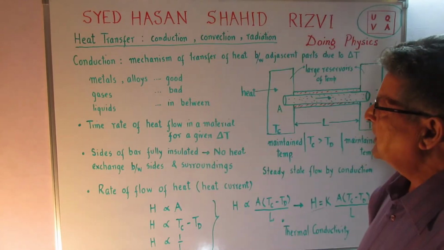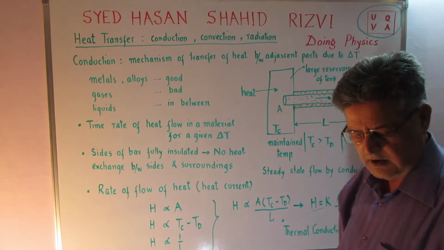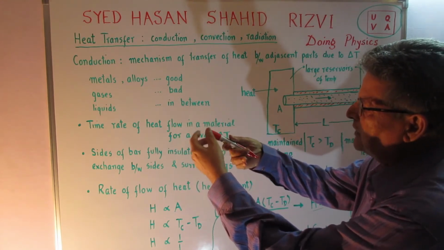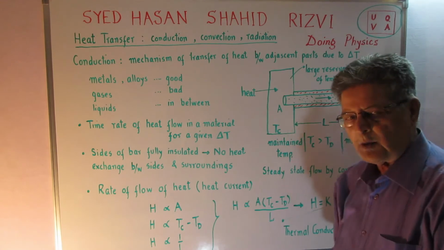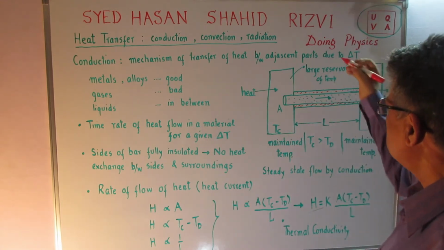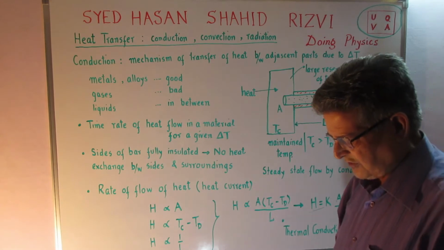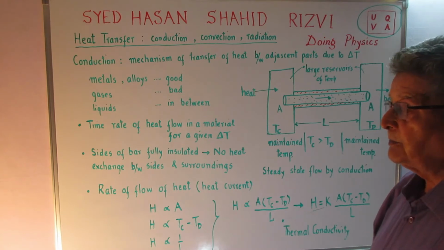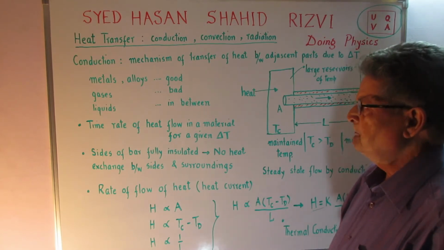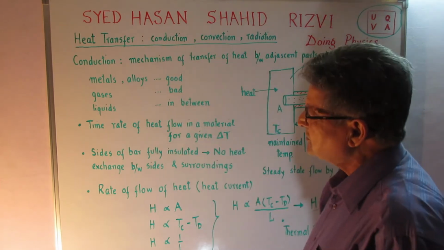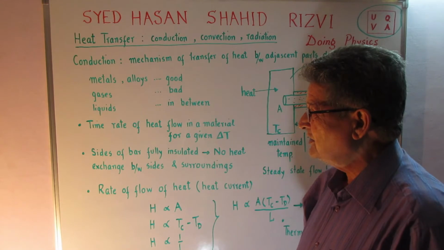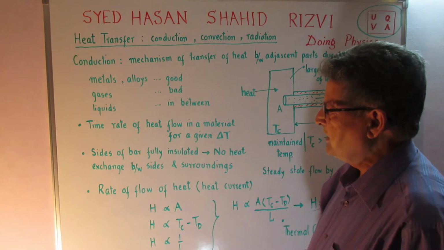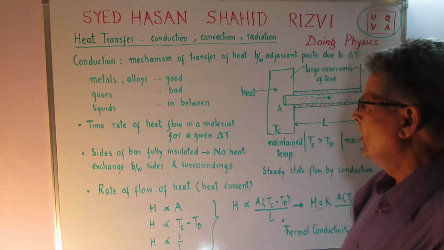So conduction, the mechanism of transfer of heat between adjacent parts of an object, of a substance, is due to the existence of a delta T, and it flows from high temperature to low temperature. Normally, we find that metals and alloys are good conductors, gases are bad conductors, and liquids are in between. In Arabic, bayyan, okay, in between.